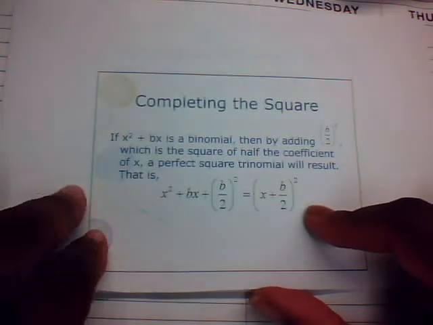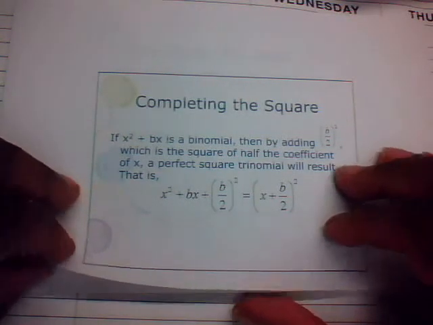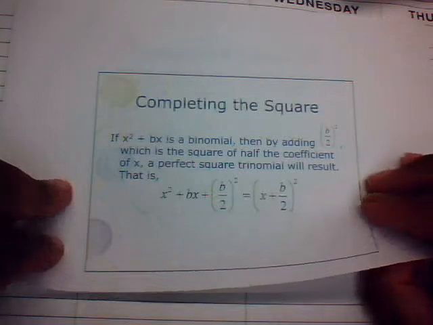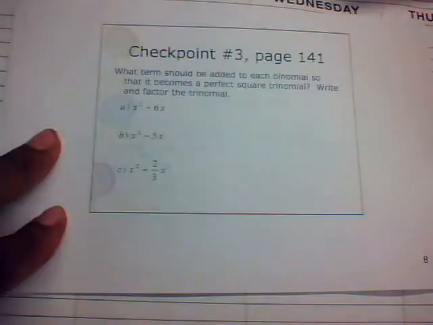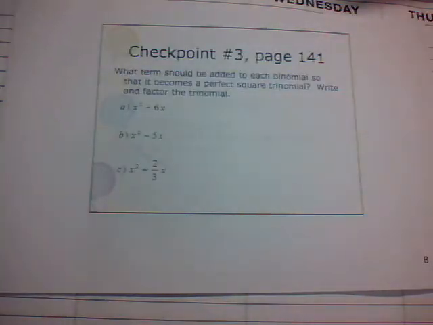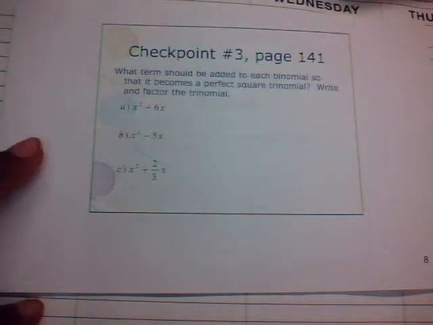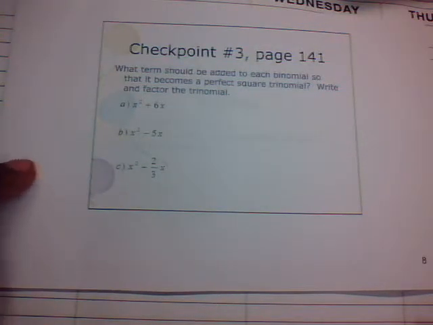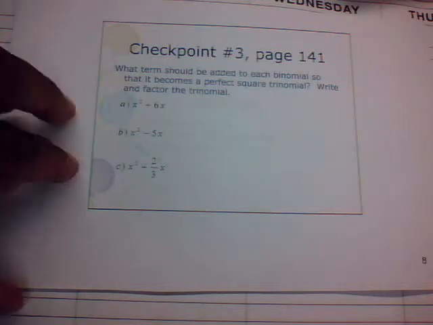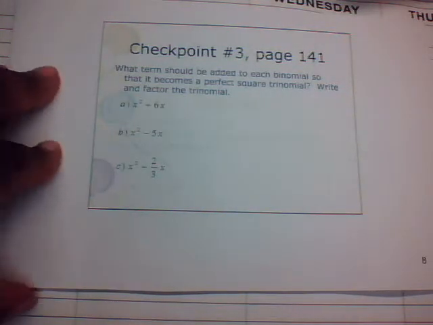Okay, so that concept of completing the square, we're going to look at how that's going to be done in a few problems, like this one right here. What term should be added to each binomial so that it becomes a perfect square trinomial? Here you're going to write and factor the trinomial. So here we got three different problems. We got x squared plus 6x. That's going to be part A.